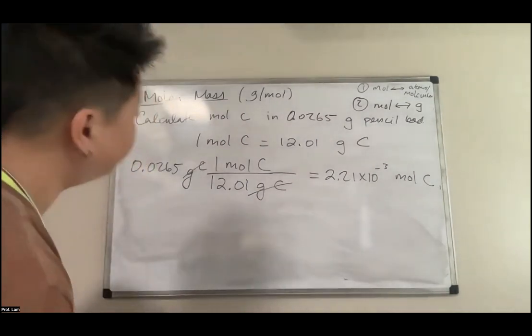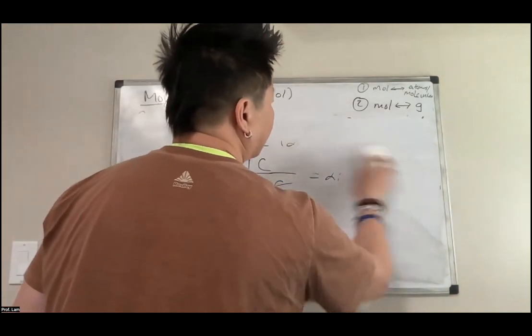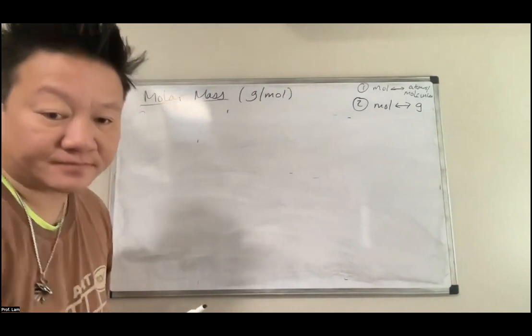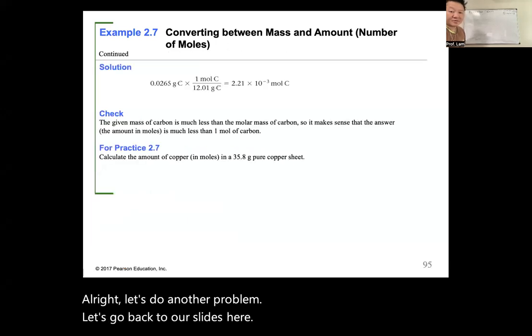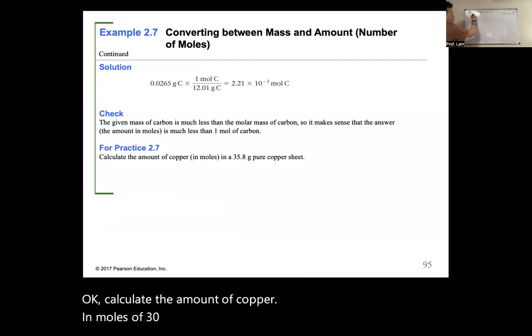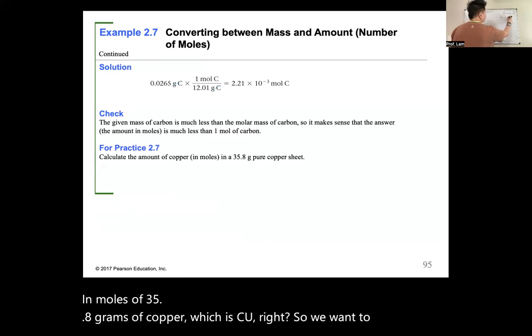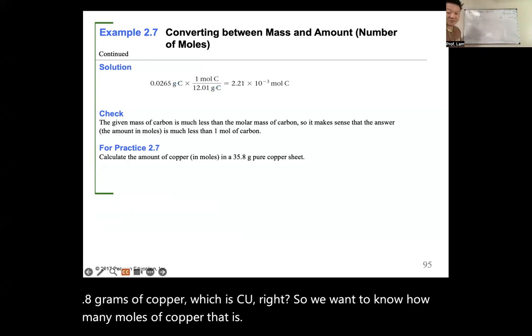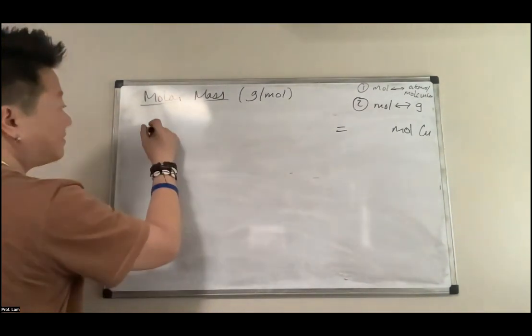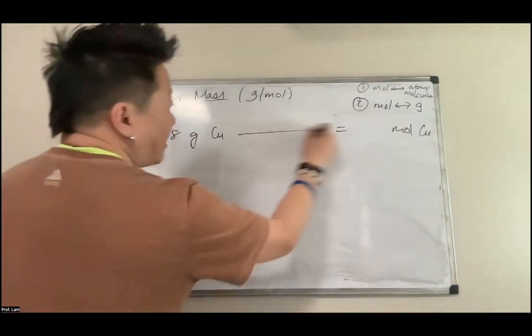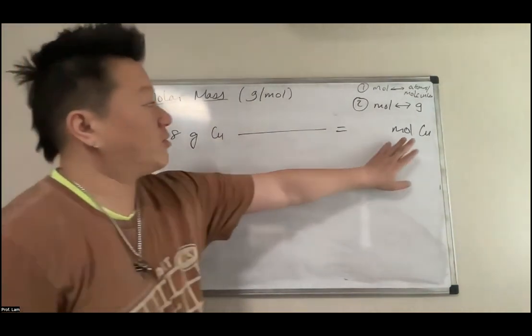All right. Let's do another problem. Back to our slides here. Calculate the amount of copper in moles of 35.8 grams of copper, which is Cu. So we want to know how many moles of copper that is. Back to the board. So we have 35.8 grams of Cu. Let me write that down here. It's a little bit of a glare. And we're going to make that division line, 35.8 grams of copper. We want moles of copper out.